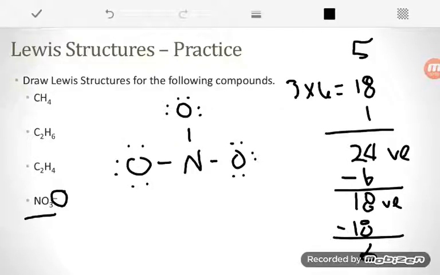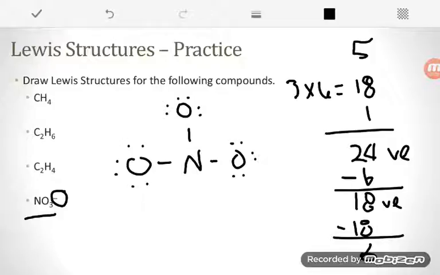So all of my oxygens have their octets, but my nitrogen here only has 3 bonds. That's 6 electrons. He's not yet satisfied. So we're going to do the exact same thing we did in the last example. We're going to make one of these oxygens share his electrons. Doesn't matter which one I choose. We're going to talk more about that when we talk about resonance structures.